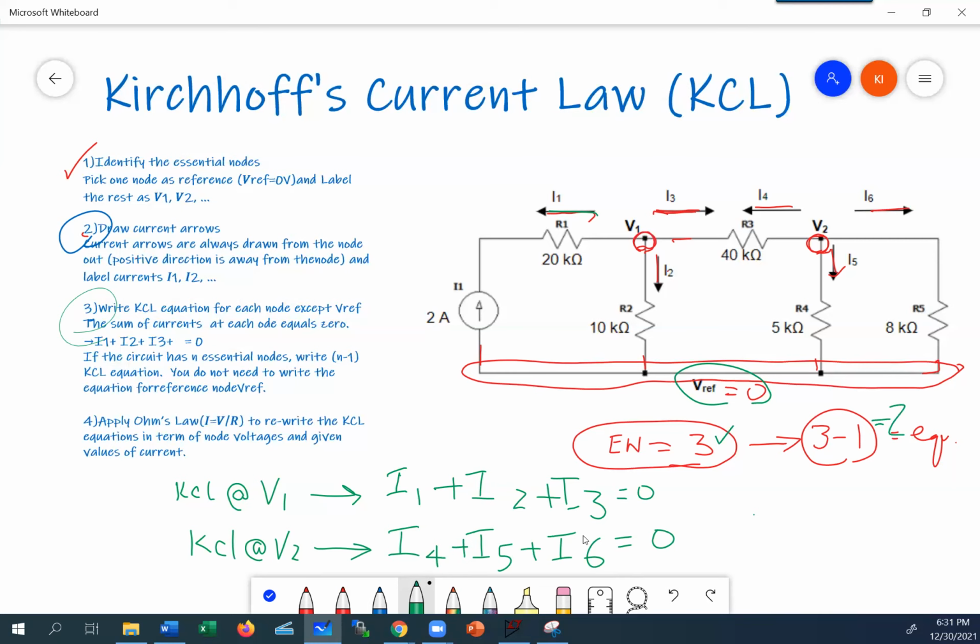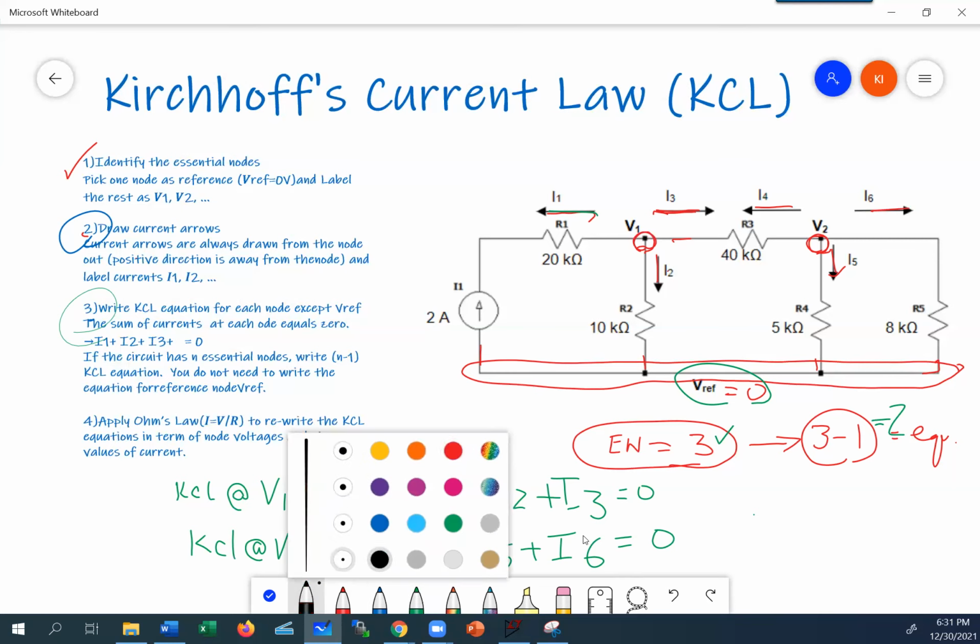Now we're going to go to step 4, and I'm running out of color. I thought I had black. Maybe I don't have. Well, let's go ahead and get a black.